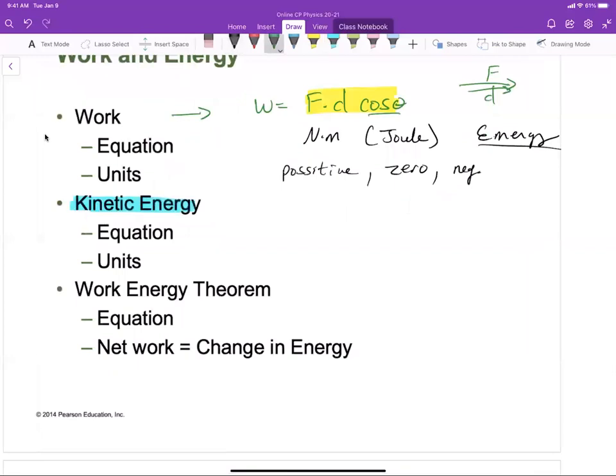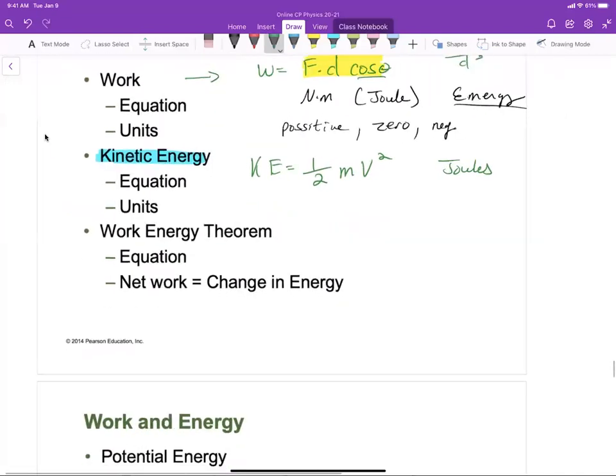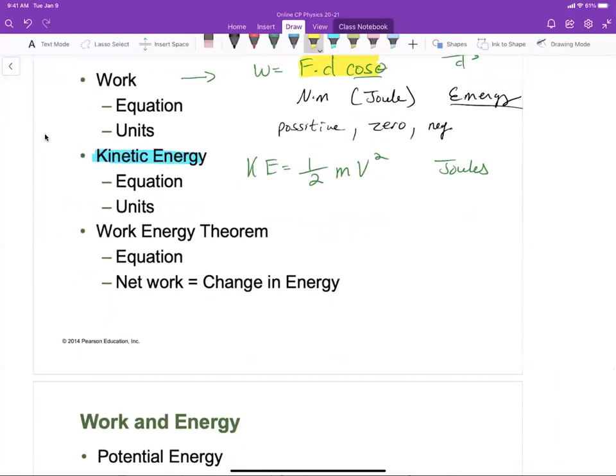What happens is we change the kinetic energy of the system or the object. That equation is 1/2 mv squared, and again it's in units of joules, as long as we have used meters and meters per second. It is a form of energy that is related to an object's motion. So we have the mass of an object times its velocity squared.